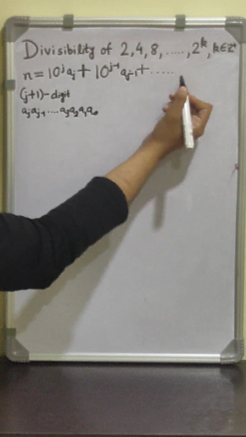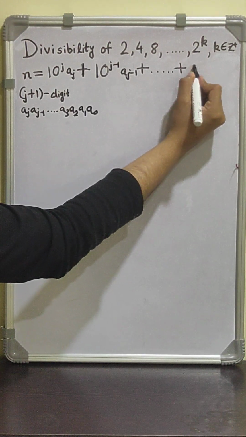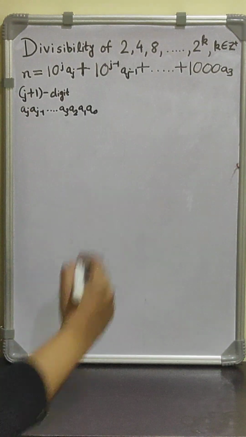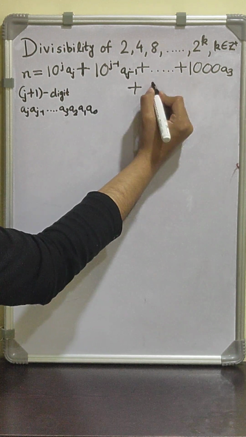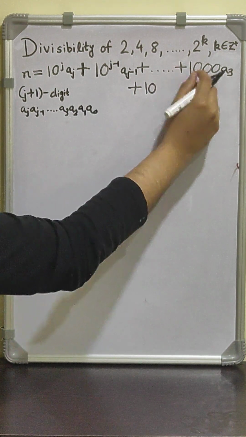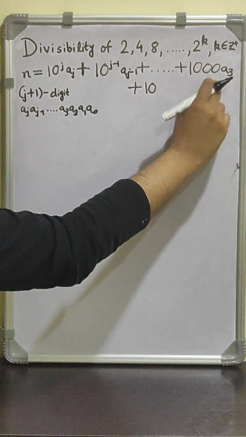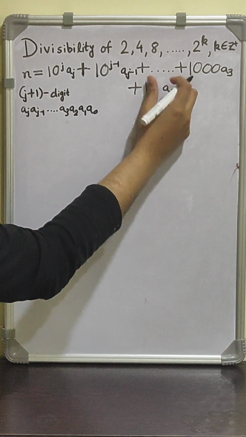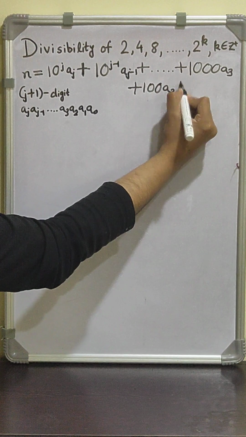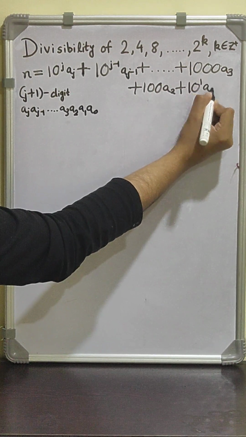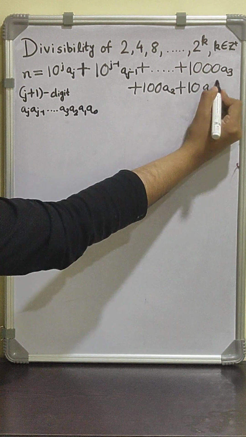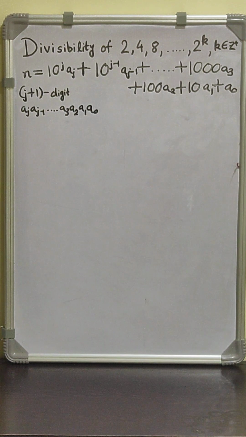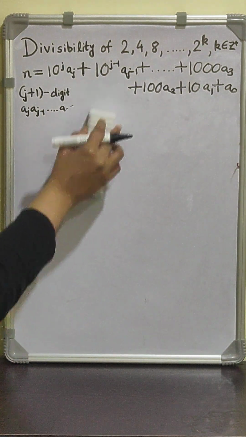But here, I will write some extra terms because that would help me prove the divisibility, or rather derive more general expressions for divisibility. So instead of writing 10 raised to the power 3 here, I'm just writing 1000 directly. And instead of writing 10 raised to the power 2, I'm just writing 100 directly. And then 10, this is just 10. And then the last digit is a0. So this is a general n.